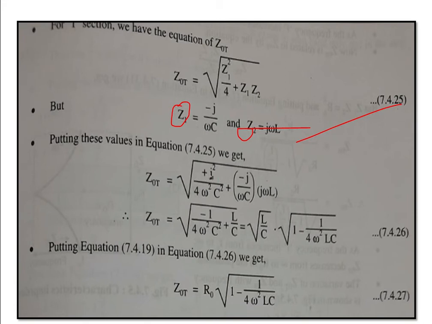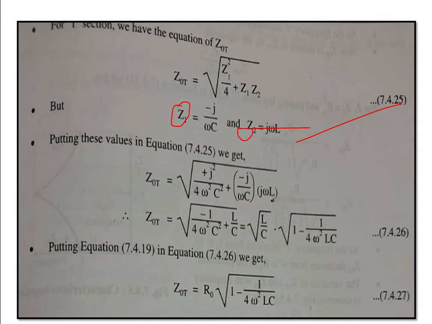After putting in the values, the impedance of the T network is the square root of plus Z1 square, meaning j square, where j is equal to root of minus 1. Z1 square is equal to minus j square, and j square is equal to minus 1, and that minus 1 plus 1. That's why here is the plus j square upon 4 omega square C square plus Z1 is minus j upon omega C and j omega L.